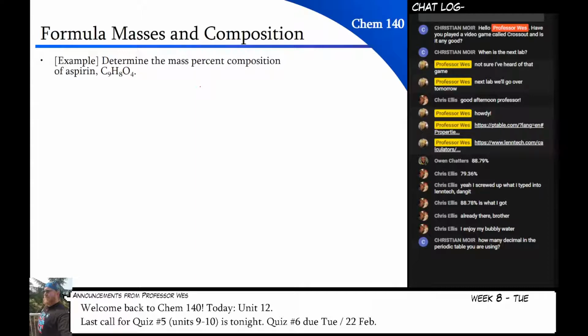For the first one, I want you to do the same thing you just did, but determine the mass percentage of aspirin. Here's the formula for aspirin, C9H8O4.